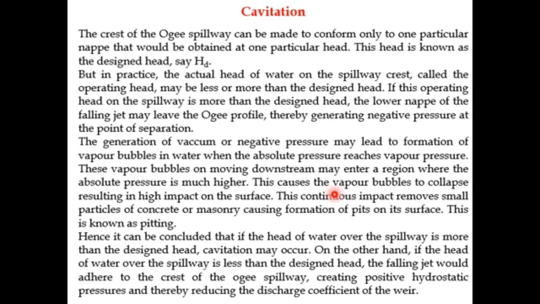On the other hand, if the head of the water on the spillway is less than the design head, then the falling jet would adhere to the crest of the spillway, creating a positive hydrostatic pressure, thereby reducing the discharge coefficient of the spillway.